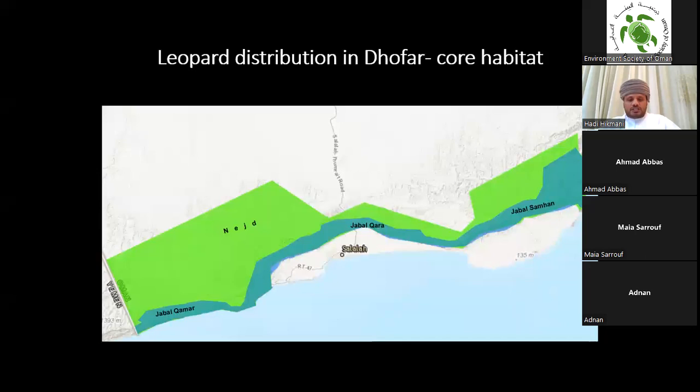The southern slopes of the Dhofar Mountains, from Jabal Samhan in the east all the way to Jabal Qara and Jabal Qamr in the west, are considered the leopard core habitat. In other words, compared to the Najd Mountains, it's core habitat, and the leopard will be found more in these areas.